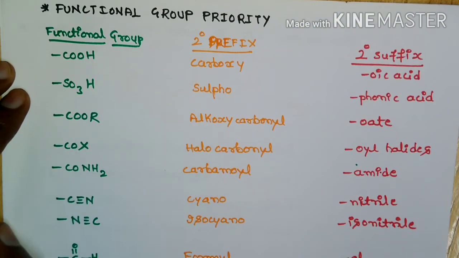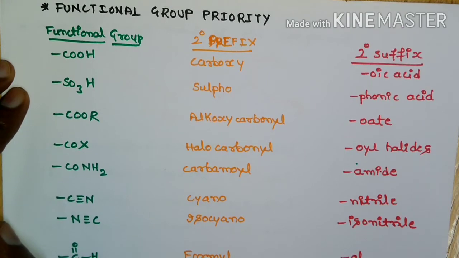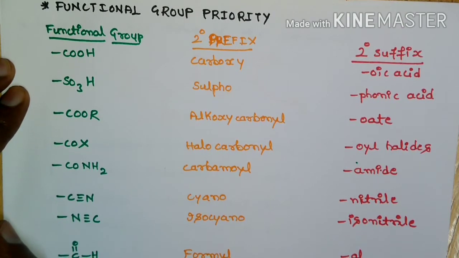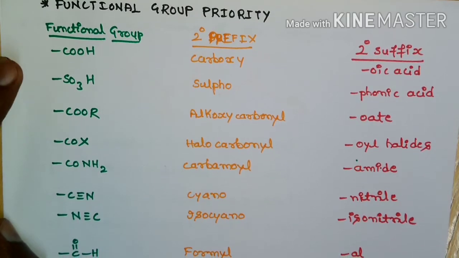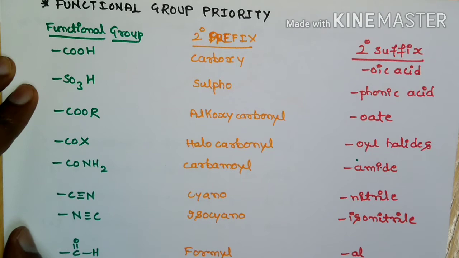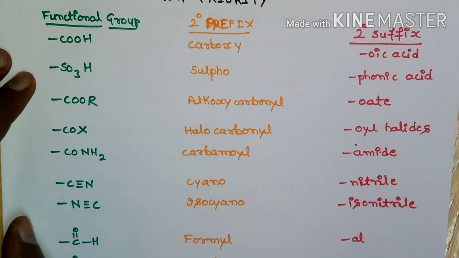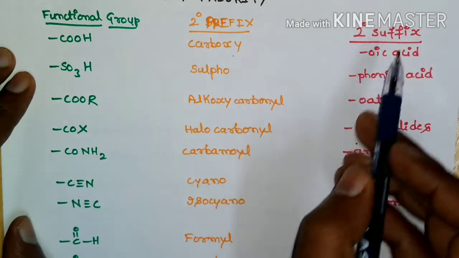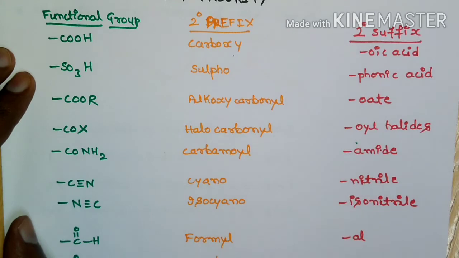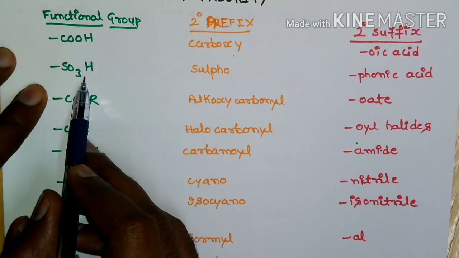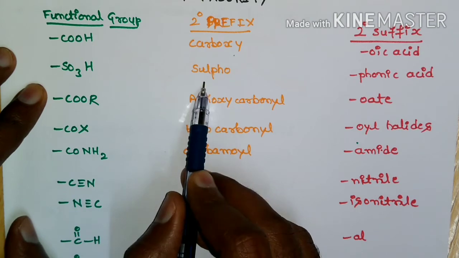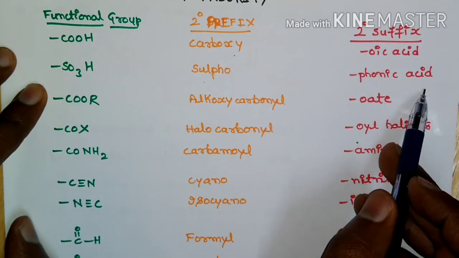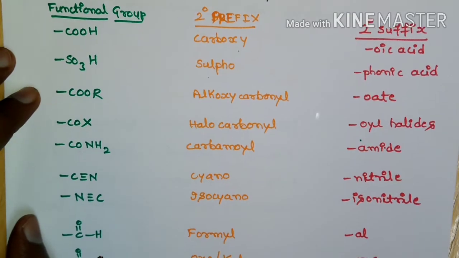Here in this table I have given the functional group, the secondary prefix name and the secondary suffix name. This is the functional group priority table, and it is very important. Among the functional groups, first priority is given to carboxylic acid. As a prefix the name is carboxy; as a suffix it is oic acid. Next comes sulfonic acid. The prefix is sulfo and the suffix is sulfonic acid.